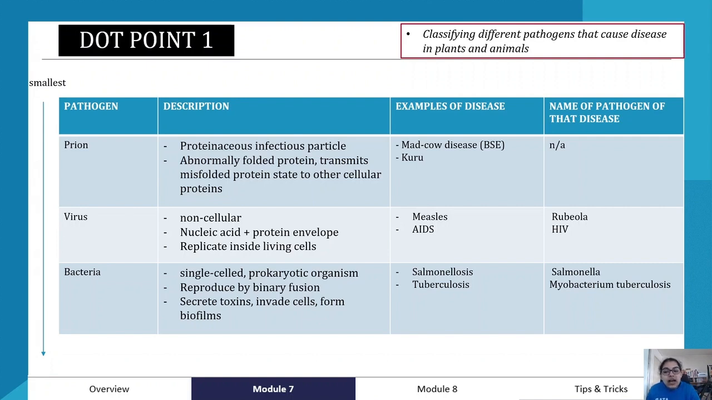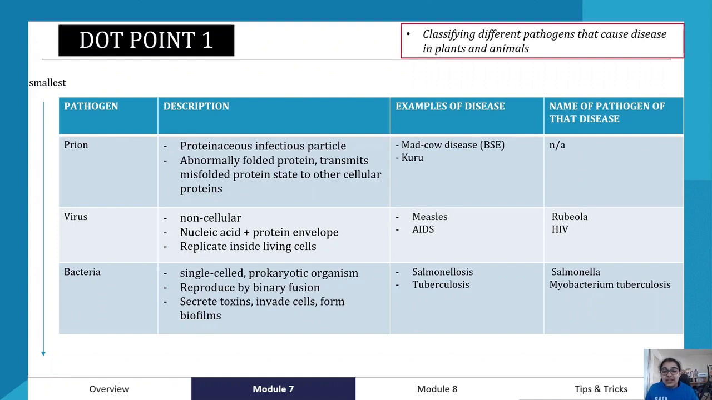Now viruses are non-cellular. They do have nucleic acid and a protein envelope, and they replicate inside living cells. Examples include measles and AIDS. You can also think about SARS-CoV-2, which causes COVID-19. Measles is caused by the measles virus, HIV causes AIDS, and SARS-CoV-2 is the pathogen that causes COVID-19.